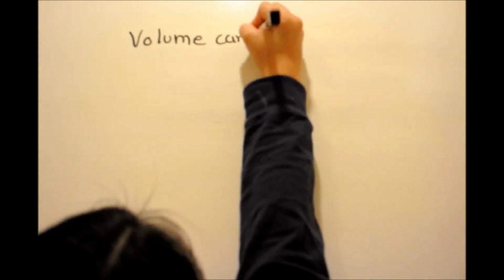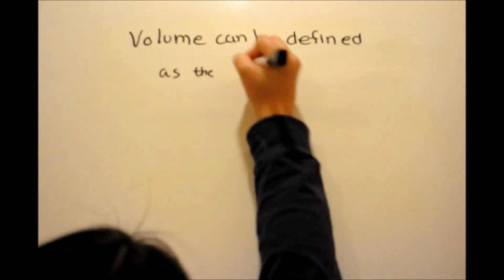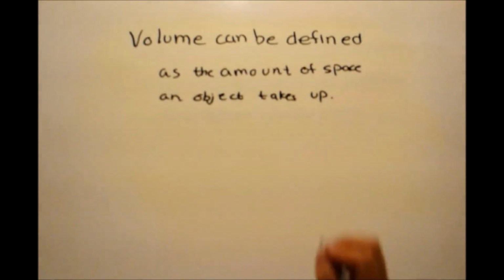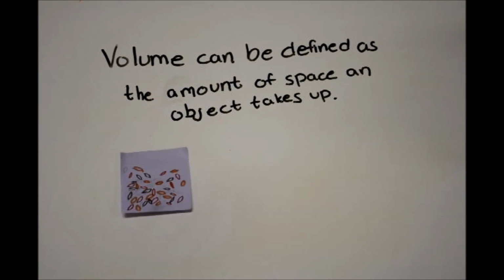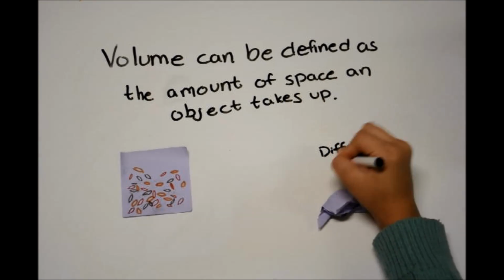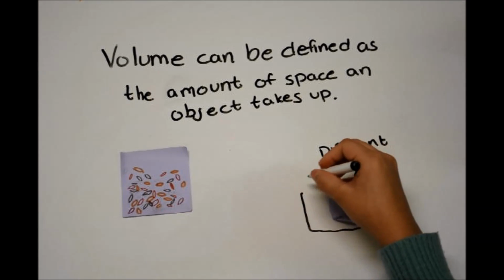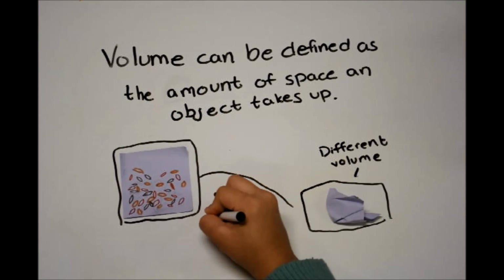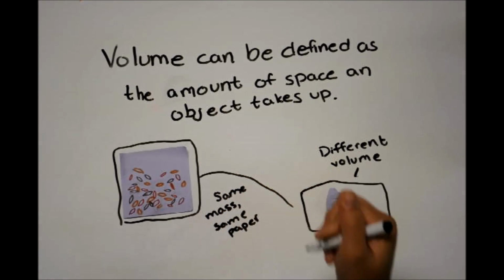Now volume. Volume can be defined as the amount of space an object takes up. As you can see in this example, you have two pieces of paper with the same amount of matter, but when one's crumbled up, it has a different volume. It has more volume than the flat piece of paper. This is because it takes up more space.